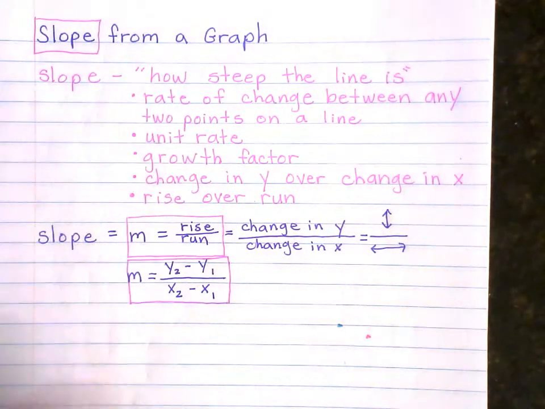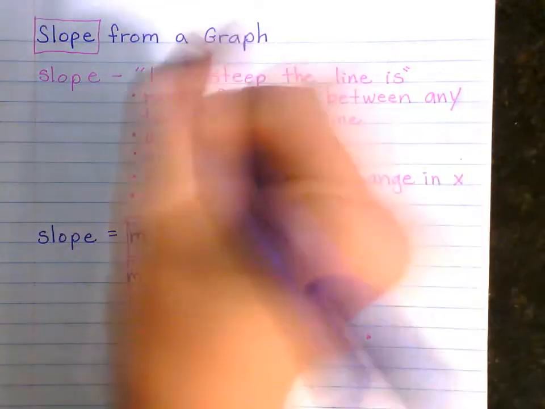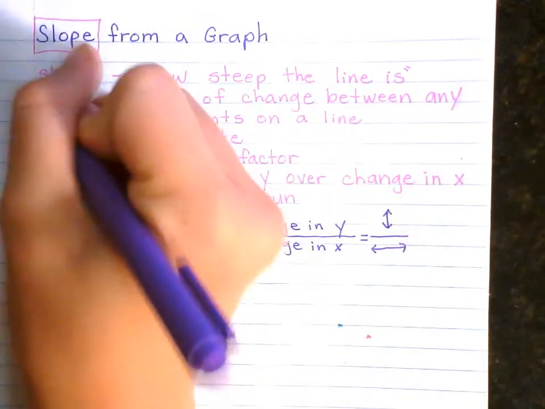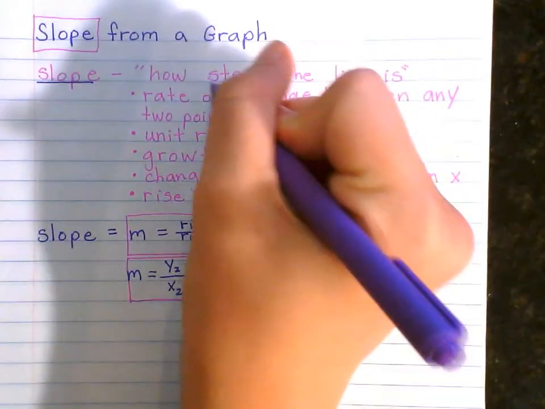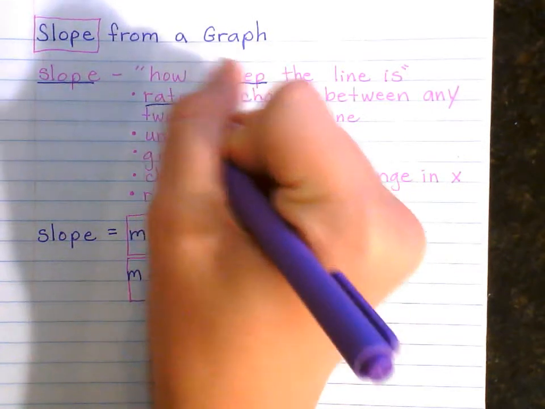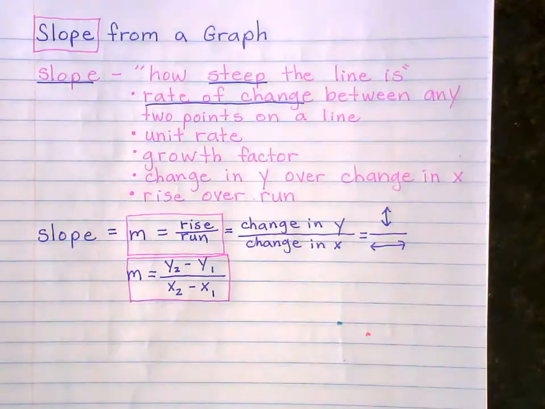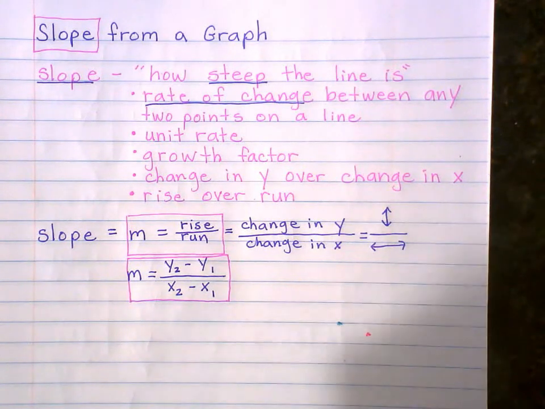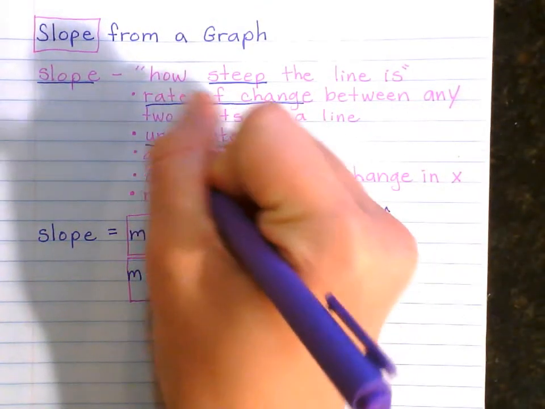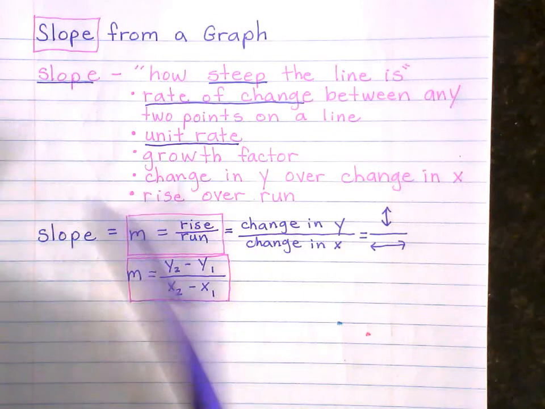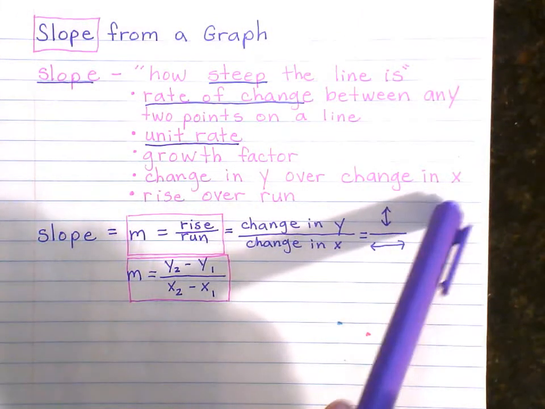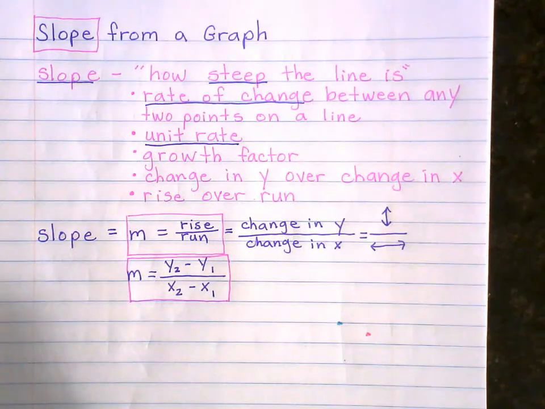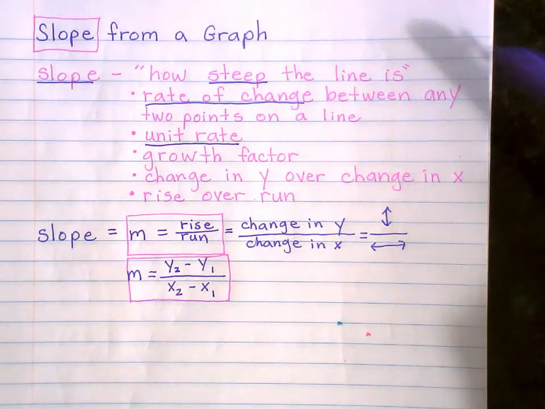Slope. Okay? It's how steep the line is. It's the rate of change. It's the unit rate, the growth factor. It's change in y over change in x. Rise over run. You will get more familiar with this.